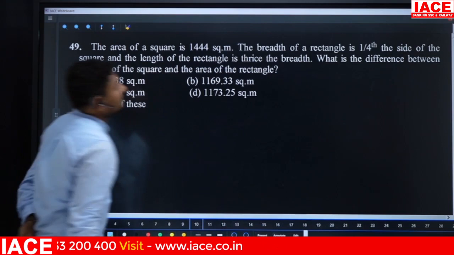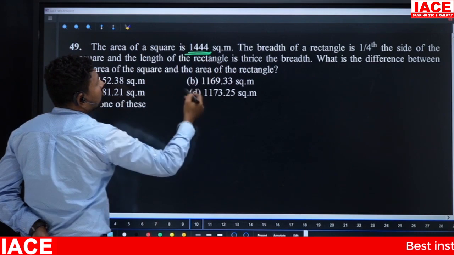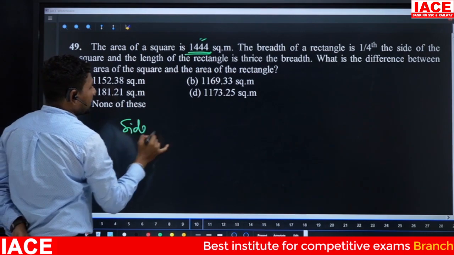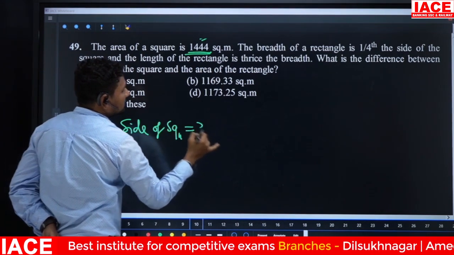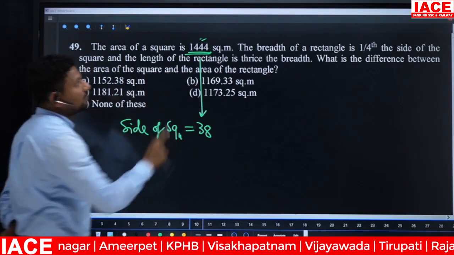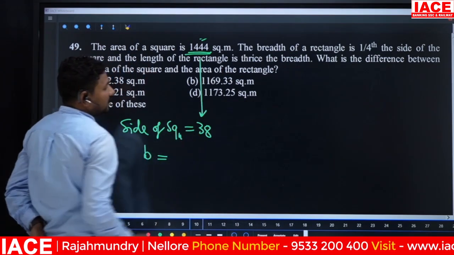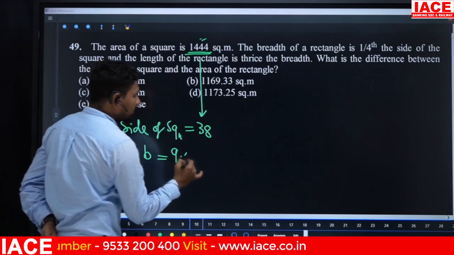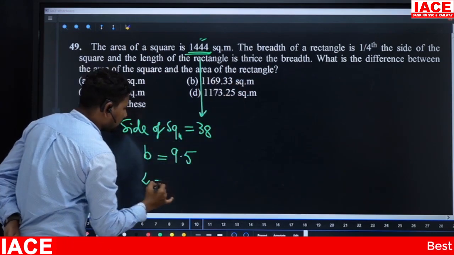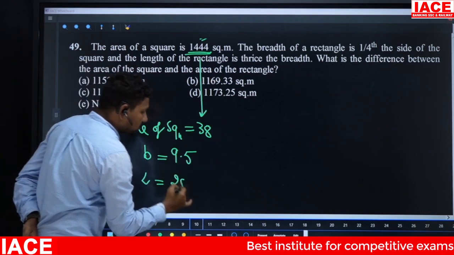And next it is based on mensuration. The area of a square is 1,444 square meters. The square area given is 1,444, which is equal to 38 squared. So the side of the square is 38, because 38 into 38 is equal to 1,444. The breadth of a rectangle is 1/4 of the side, 38. 1/4 of 38 is 9.5. It is the breadth. And the length of the rectangle is thrice the breadth. 9 3s are 27 and 0.5 3s are 1.5, so its value is 28.5.